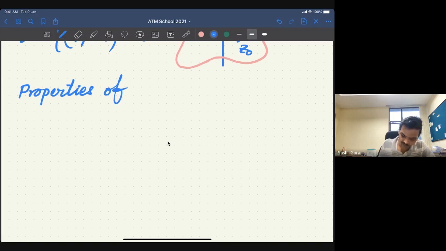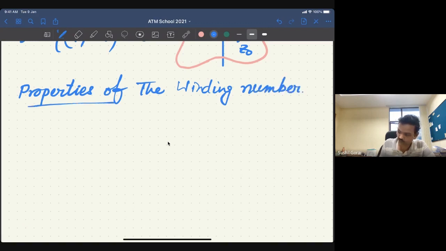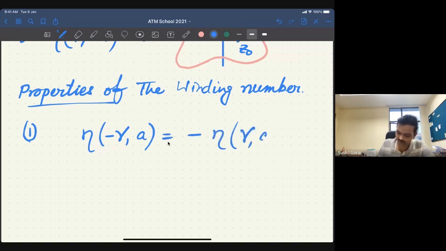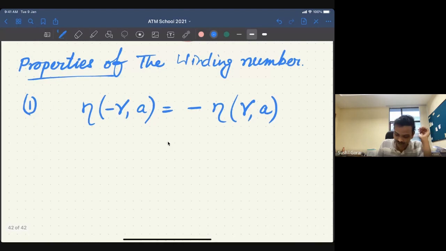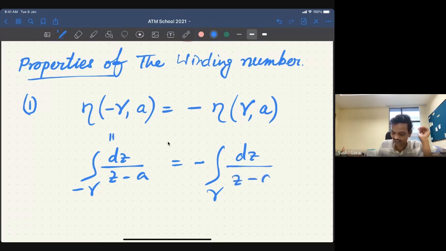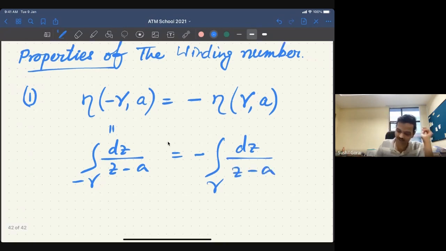All right, so a few properties of the winding number. The first one is: the winding number of minus gamma at A is nothing but minus the winding number of gamma with respect to A. The proof is very clear. We have done the integral. This is integration over minus gamma dz by z minus A, which is, as we already know, minus the integral over gamma dz by z minus A. For every function we know this. So hence the proof.